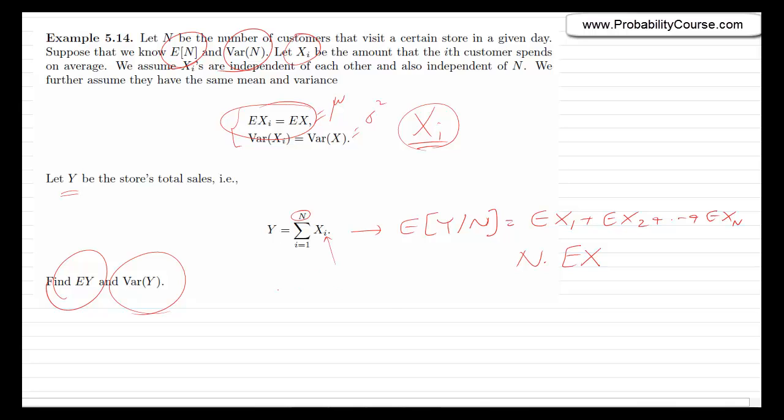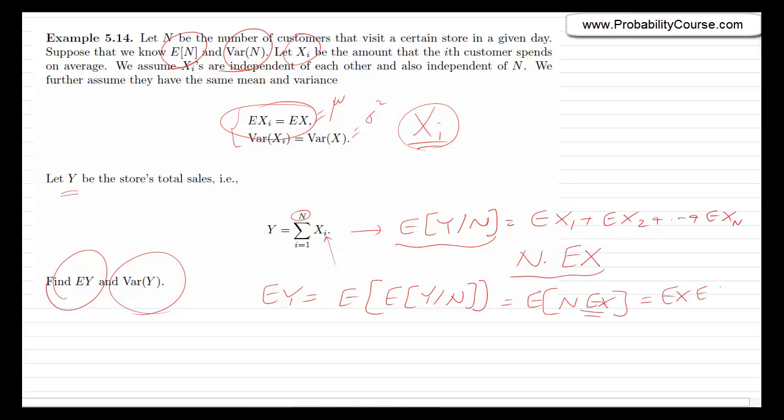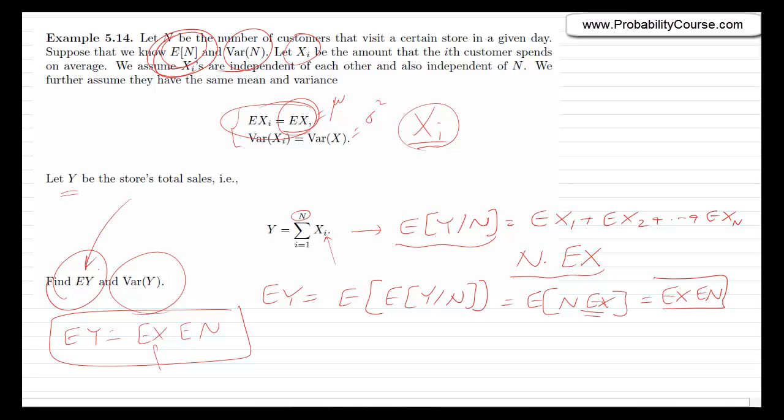So what do we do? We use the law of iterated expectation. I'm going to write the expected value of Y is the expected value of the expected value of Y given N. This is equal to the expected value of N times E of X. Note that E of X is just a constant, just a number, so it comes out of the expected value, and it becomes E of X times E of N. So we have obtained that the expected value of Y is equal to the expected value of X times the expected value of N, and both of these numbers are given in the problem statement. We know the expected value of N, we know the expected value of X, so we are done with finding the expected value of Y.